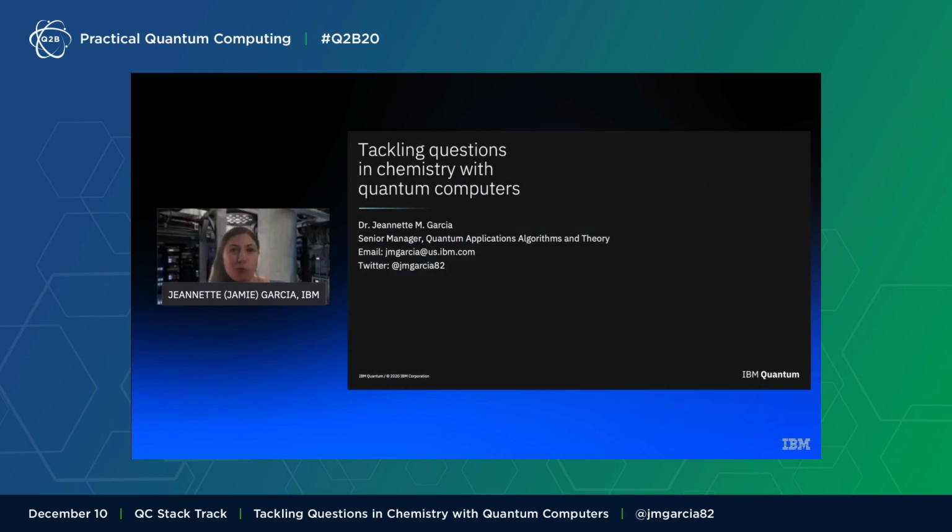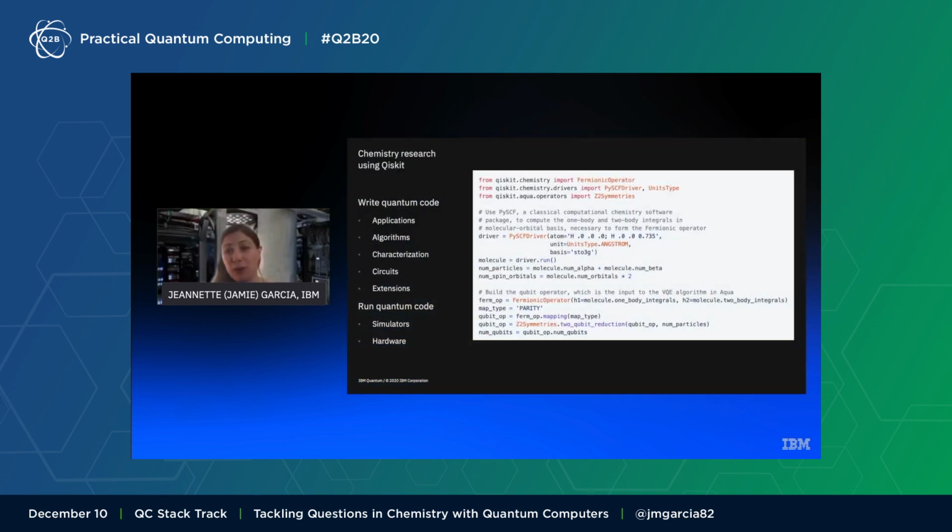I am really thrilled to be speaking to you all today about tackling questions in chemistry with quantum computers. First and foremost, I wanted to introduce chemistry research using Qiskit. So there's all sorts of capabilities that we have. If you go to qiskit.org, you can check them out for yourself.